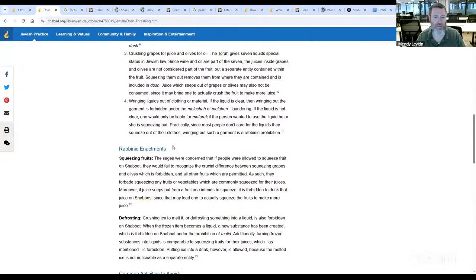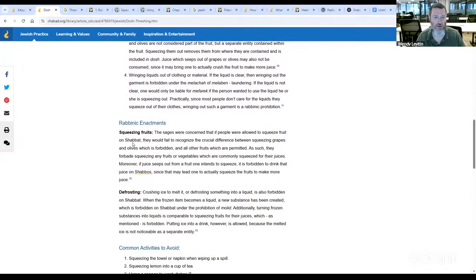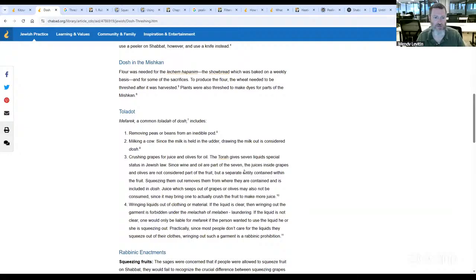Okay, so let's just go down to squeezing fruits, which we're talking about over here. Squeezing fruits. The sages were concerned that if people were allowed to squeeze fruit on Shabbos, they would fail to recognize the crucial difference between squeezing grapes and olives, which is forbidden, because the whole purpose is to get the juice out of it, and all other fruits, which are permitted. As such, I think we have to go back a drop.